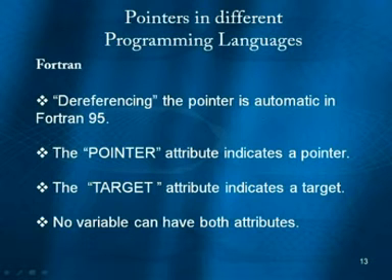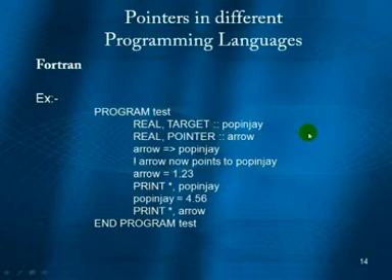Here, the pointer attribute indicates a pointer, and the target attribute indicates a target. The point that you have to consider is that no variable can have both attributes. This is the example for what I previously mentioned as an explanation.